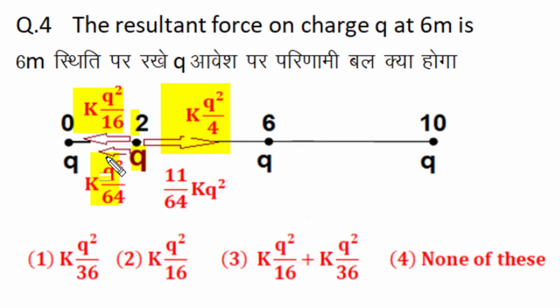and the resultant force would be the difference of the bigger magnitude minus the sum of the smaller magnitudes of these two. And if we calculate, we will find that the resultant force on this Q charge would become 11 by 64 KQ² in this arrow direction, as the electric repulsion of this Q charge is greater than the sum of the forces of the 4 meter distance position and 8 meter distance position.